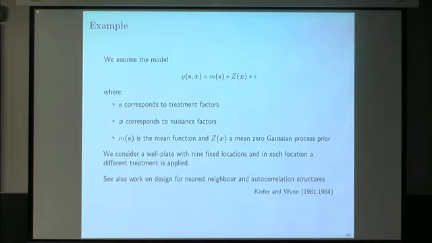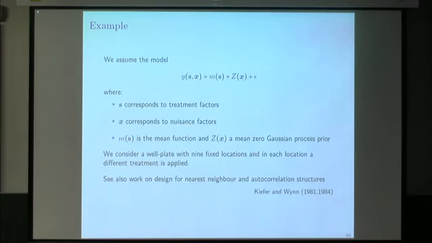We apply this methodology to well plates, where we have a model with the treatment factor indicated by S and the Gaussian factor indicated by X, and now we have a mean function that corresponds to the treatment factors and a Gaussian process that represents the random effect for the Gaussian factors.